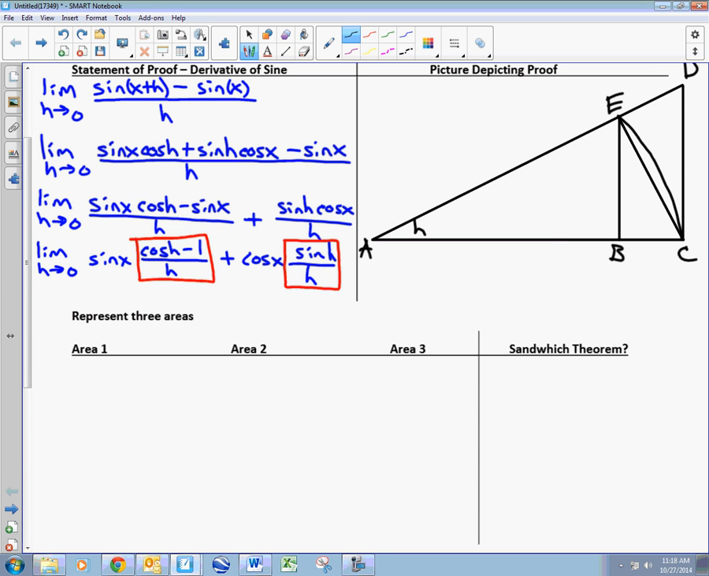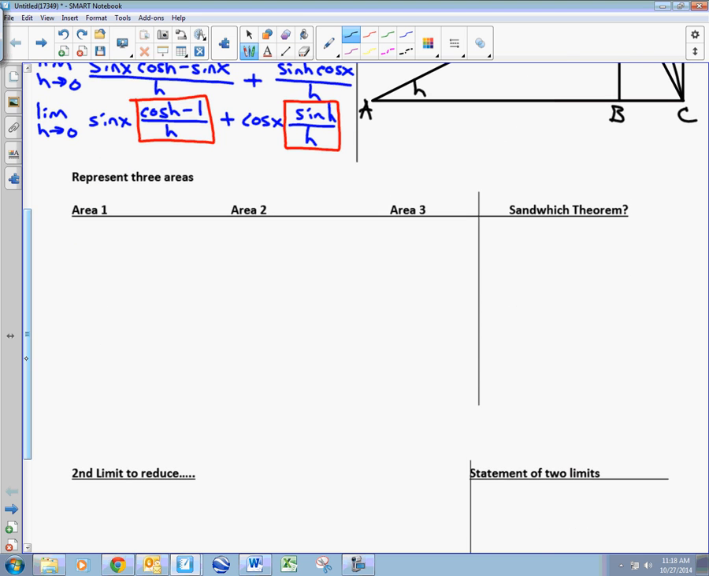an angle of H, and then I have these points A, B, C, D, and E. And what I need to do is represent 3 areas. And we're going to compare these areas, and we're going to use something called the sandwich theorem. We might not get to that today, but we'll get to it tomorrow. But the first area I want to talk about is the area of triangle ACE.